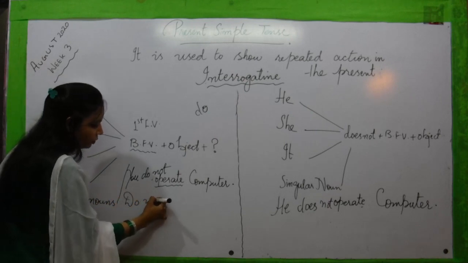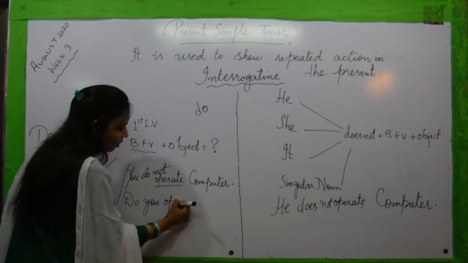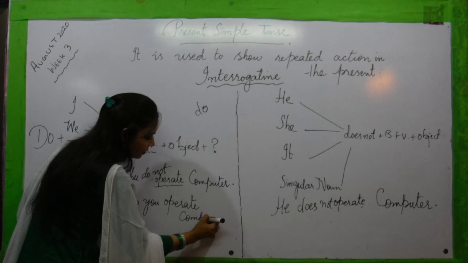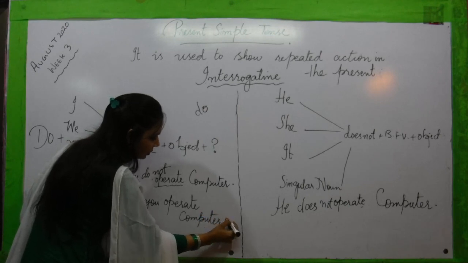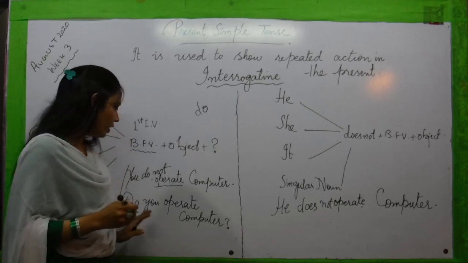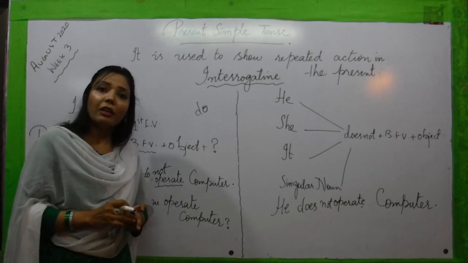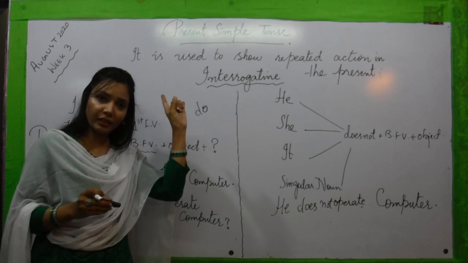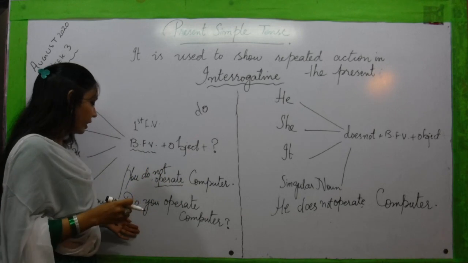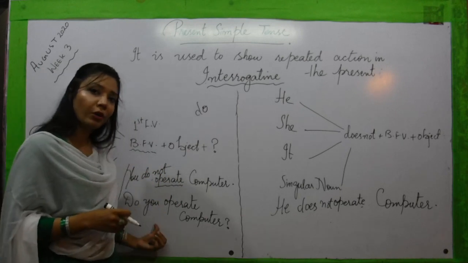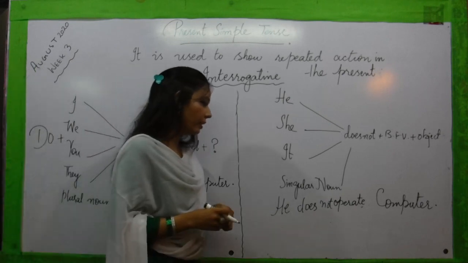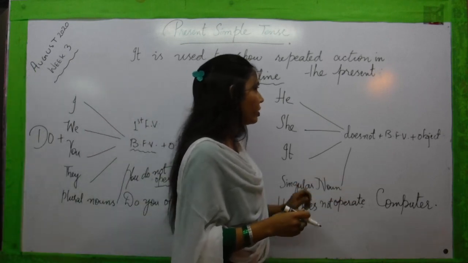Do you operate computer? So, our question sentence has now become, do you operate computer? We had also do in negative sentences when we were making not sentences. But now again we have do in the interrogative question sentences. Okay? Exactly like this, he doesn't operate computer.